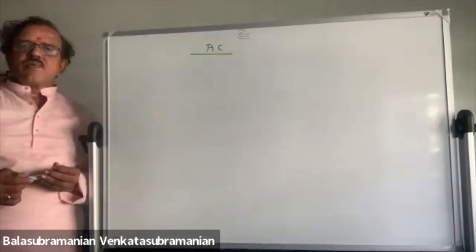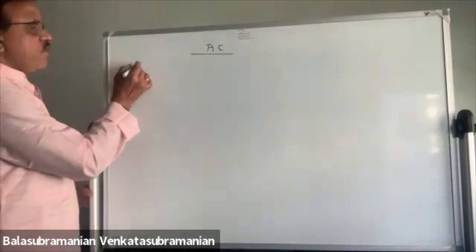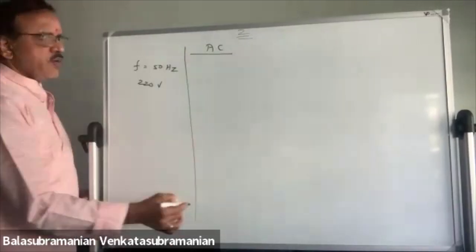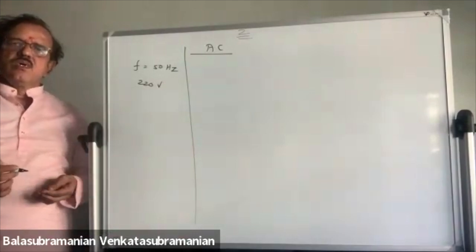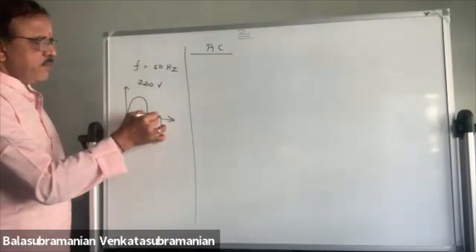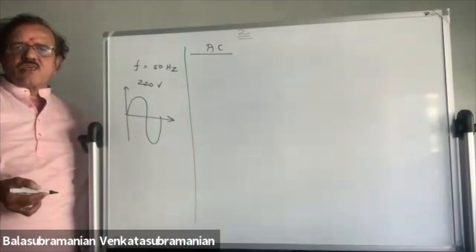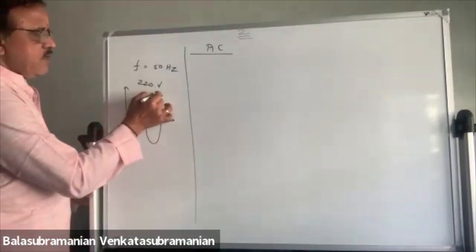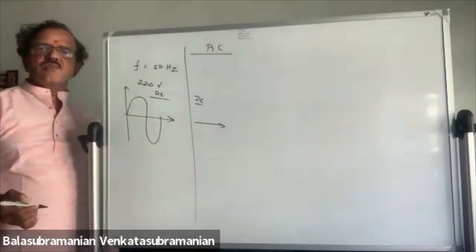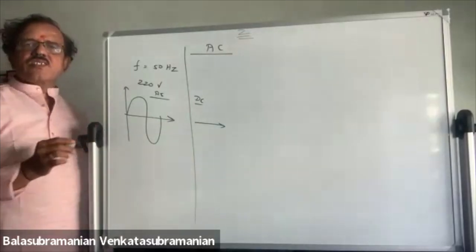For all domestic supply in India, we are using alternating current with a frequency of 50 Hertz and voltage supply of 220 volts. Alternating current means bidirectional current. Direction is not constant, direction is varying, bidirectional. This is AC. Major difference: DC means it is unidirectional current. Unidirectional current is DC, bidirectional current is AC.